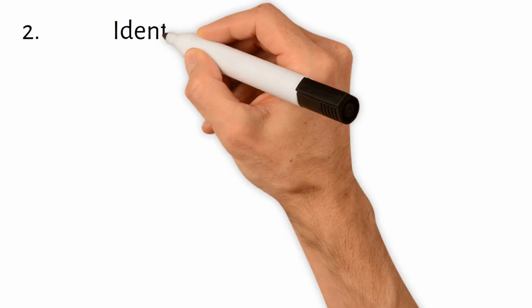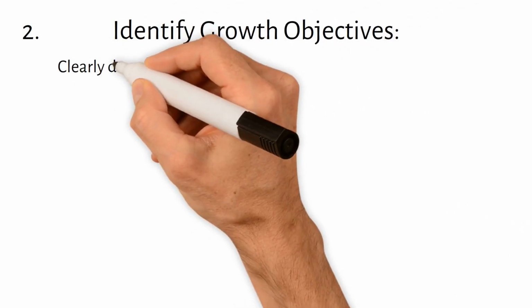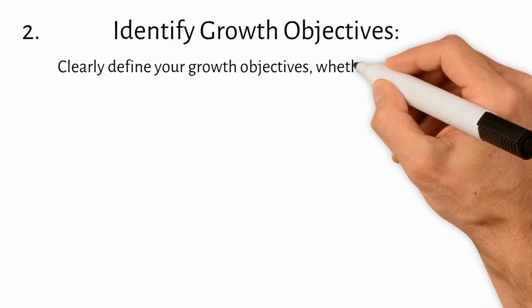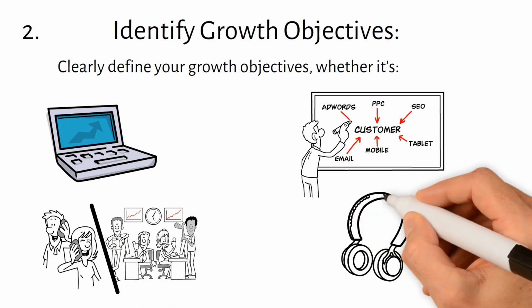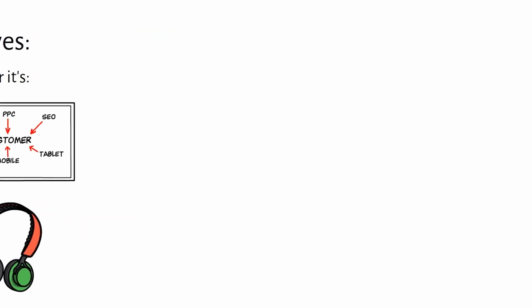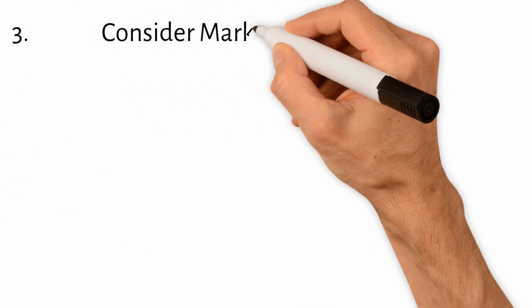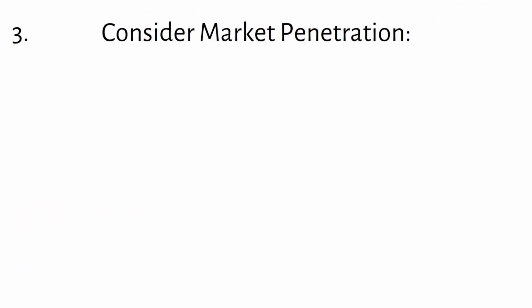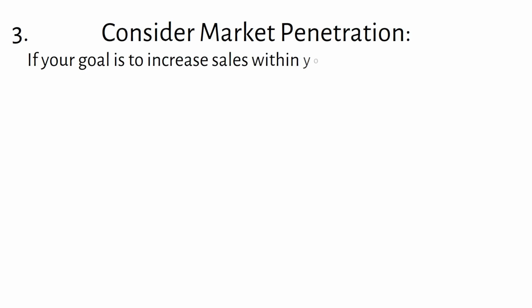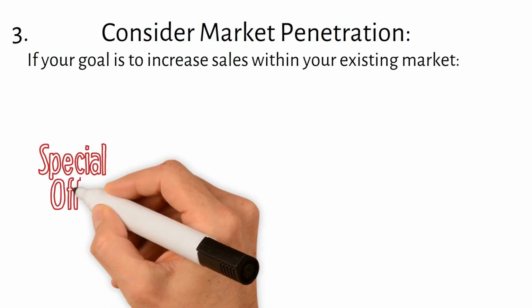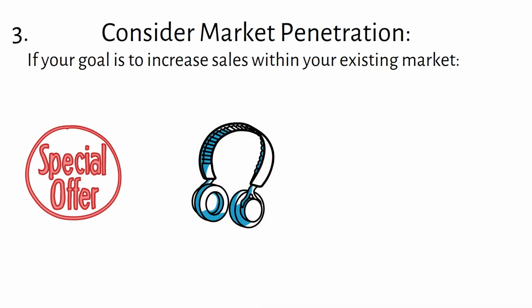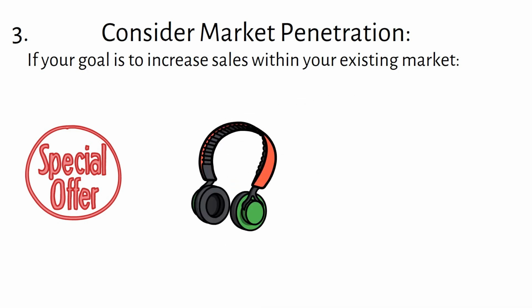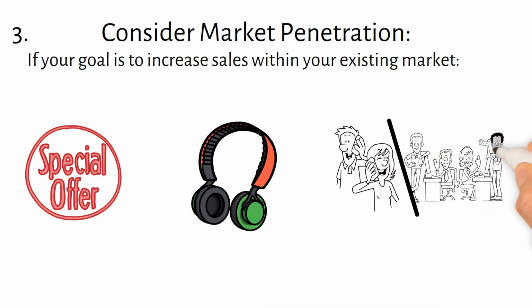2. Identify growth objectives. Clearly define your growth objectives, whether it's increasing sales, expanding market share, entering new markets, or launching new products. 3. Consider market penetration. If your goal is to increase sales within your existing market, focus on marketing and promotional activities. Explore opportunities to enhance product features or quality. Consider loyalty programs to retain existing customers.